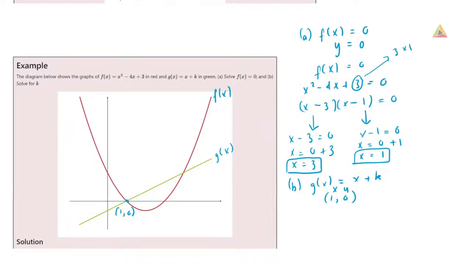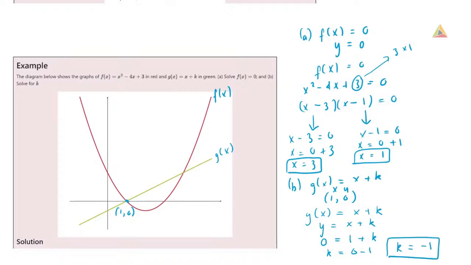So the g of x is equal to x plus k. Another way of writing that is y is equal to x plus k. So my y value is 0, so I'm putting that in instead of y, is equal to x. So that's going to be 1 plus k. So how do I solve for k? I'm going to bring the 1 over here. So k is equal to 0 minus 1. 0 minus 1 is minus 1. So my k value there is minus 1.